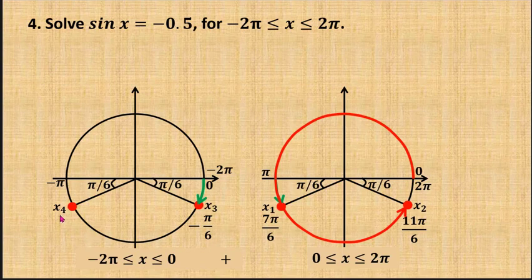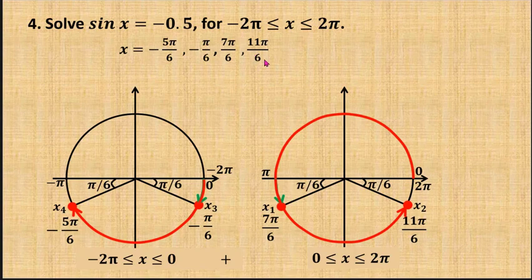The value of x4, similarly, starts from 0 to x4 in the clockwise direction. This value can be obtained by using pi minus pi over 6, but the overall answer is a negative answer. So, it is negative 5 pi over 6. Therefore, the values of x are listed down from smallest value until the largest value.